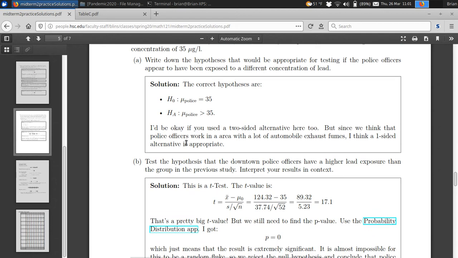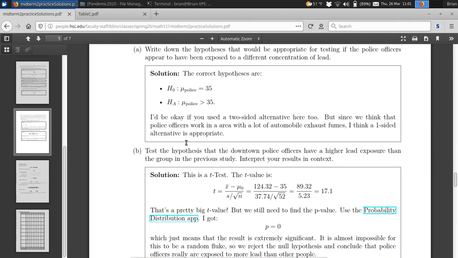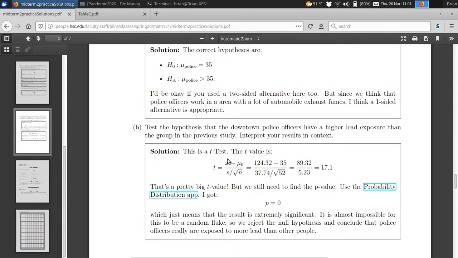Here it was. Okay, so we had this hypothesis test about police officers and whether or not they were exposed to higher levels of lead pollution than other people. We got a t-value that we calculated was 17.1. And so the next question is, how do you calculate the p-value? I recommend using the probability distributions app for sure. It's the easiest way to do it. But if you want to use the table, here's how you do that.